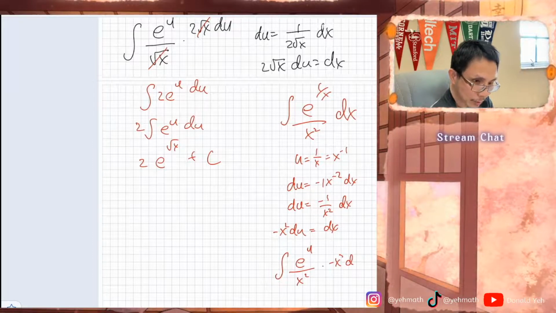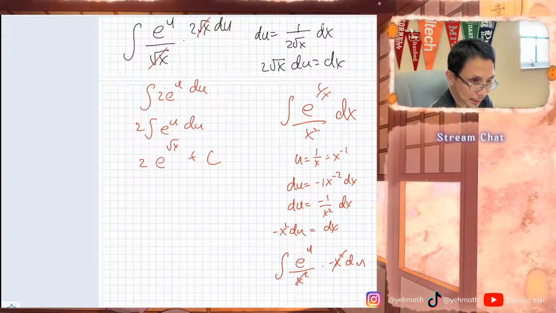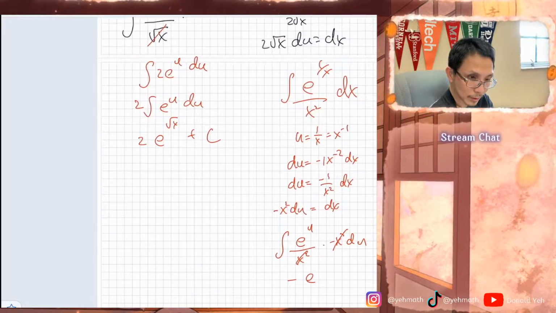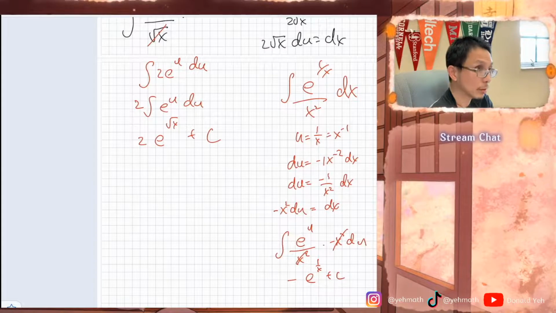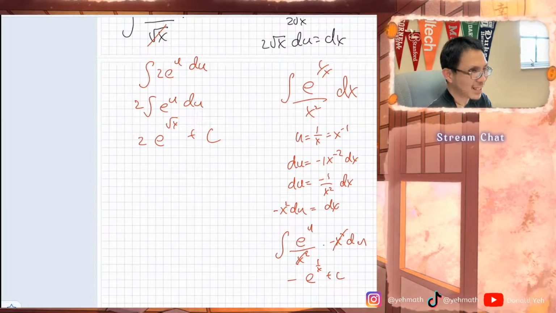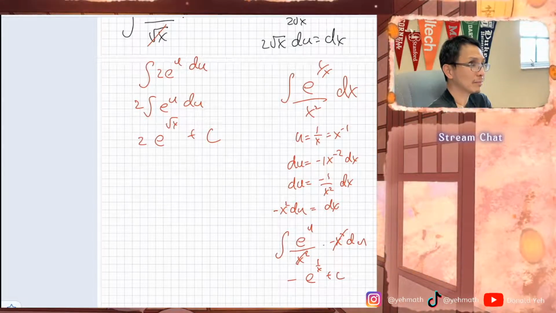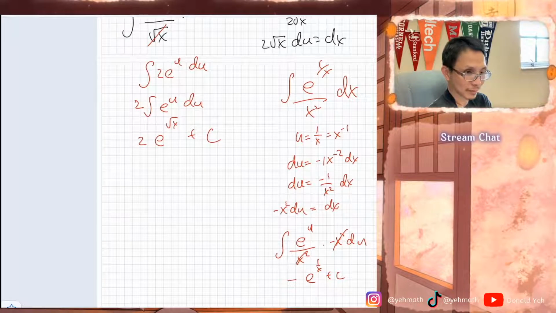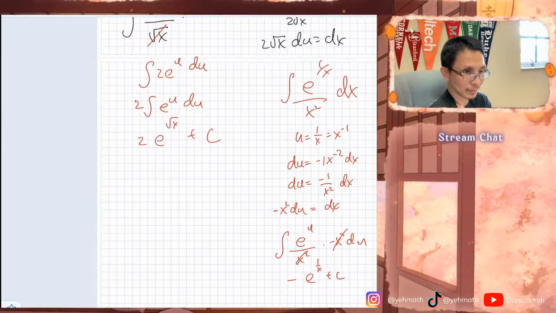Sorry, so this cancels out nicely. Negative e to the what? 1 over x plus c. Wow, it's a really hard problem, but it's also not hard. Wait, are you supposed to do negative e to 1 over x, and then the derivative, 1 over x plus c?